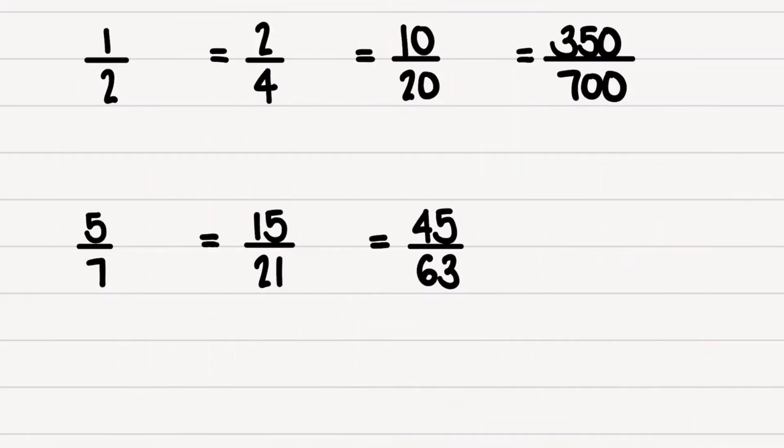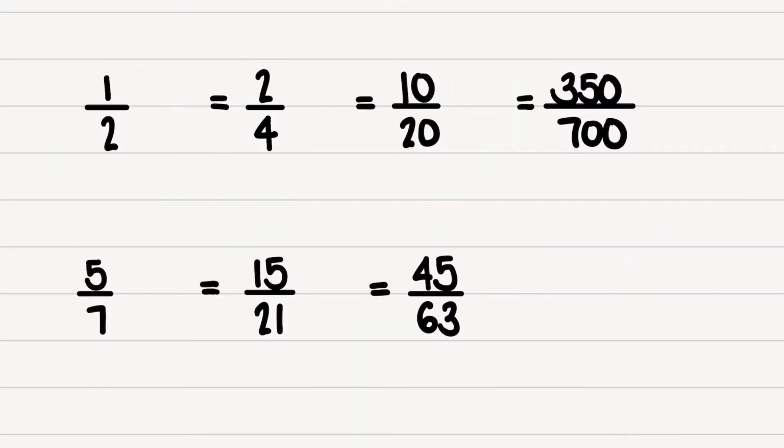Now, what are equivalent fractions? Equivalent fractions are fractions that have the same value, but they look a little bit different. So I'm going to show you how to determine equivalent fractions. If I have the fractions 1 over 2, 2 over 4, 10 over 20, and 350 over 700, those are all equivalent fractions.